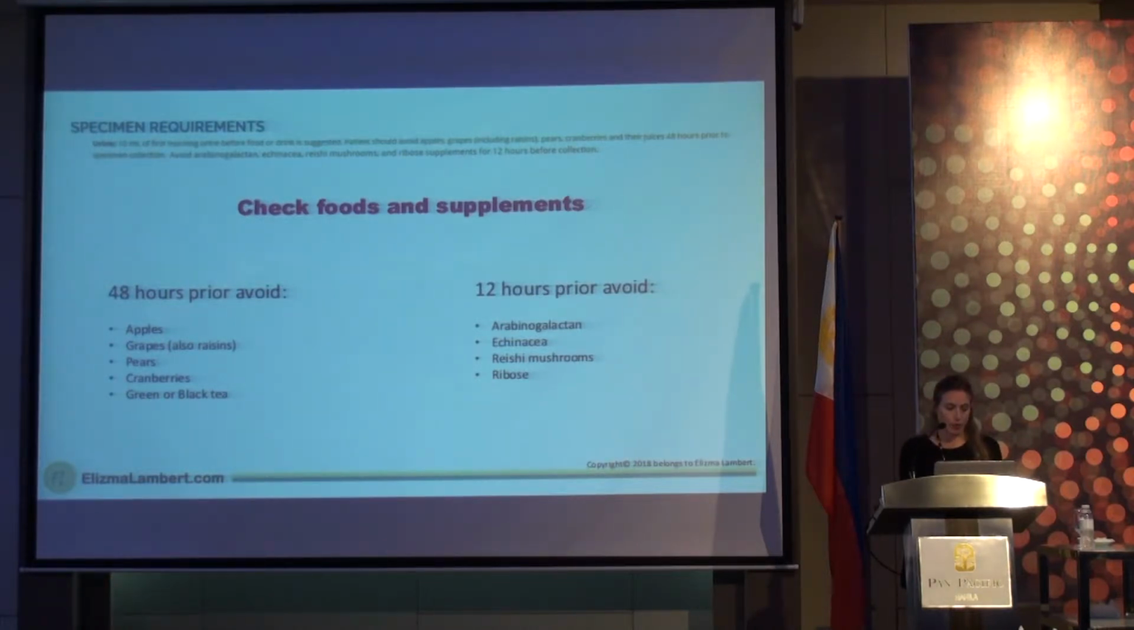You will see there that they say 48 hours, or 2 days, before collecting the sample, it's a good idea to avoid apples, grapes, which would include raisins, pears, and cranberries. This will include fruits and their fruit juices, and also superfood powders. A lot of people these days are taking superfood powders, so you just make sure that they are avoiding things like that 2 days before doing the test.